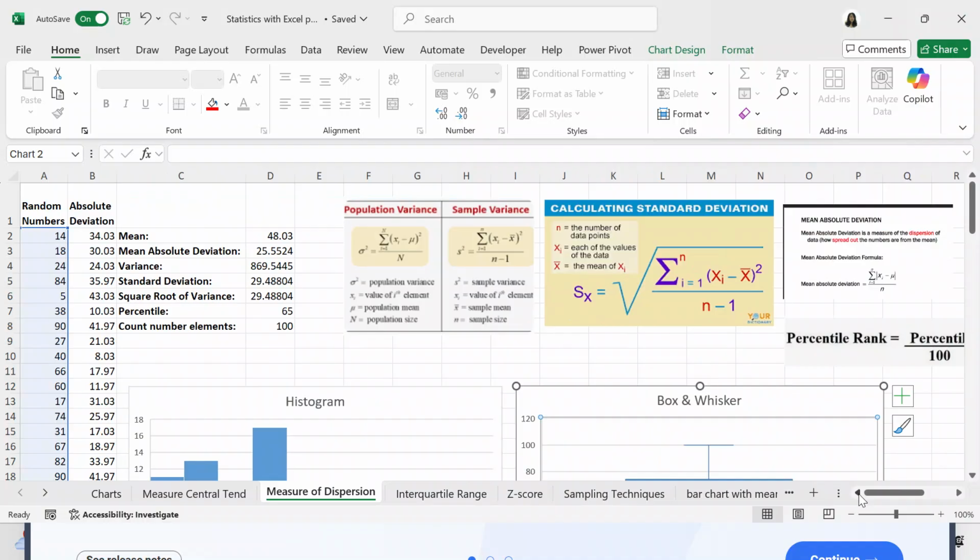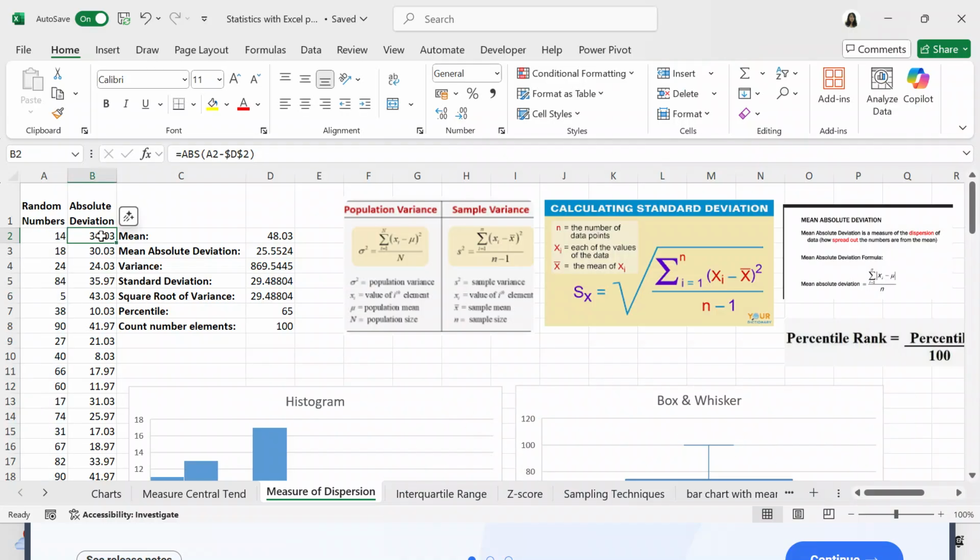So I've got my data here. I've got my simulated data. And we've already talked about mean in the previous video. So the mean is the average, and that's normally what you're going to be dealing with. And then the mean absolute deviation is just another metric that they use. So it's going to be the absolute value of the A2, that's your random number, minus D2, which is the mean.